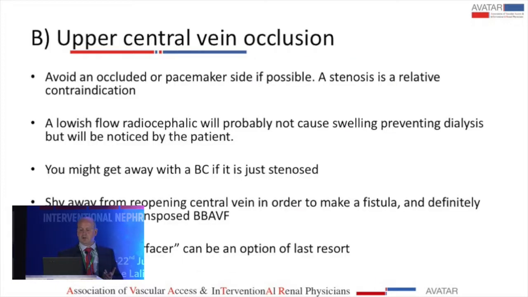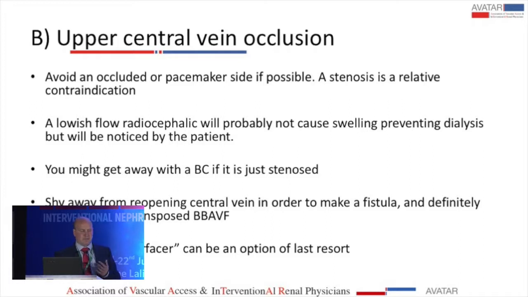Now, upper central vein occlusion. Again, you want to avoid this, but you know there's a bit of leeway here. I would avoid, if possible, an occluded central vein or something with a pacemaker, because it's quite predictable that that will progress on to an occlusion. And a stenosis, I consider a relative contraindication.